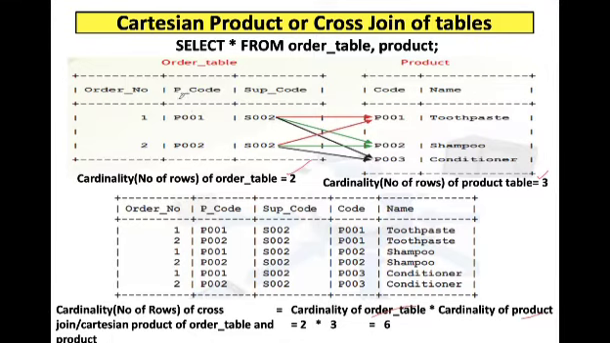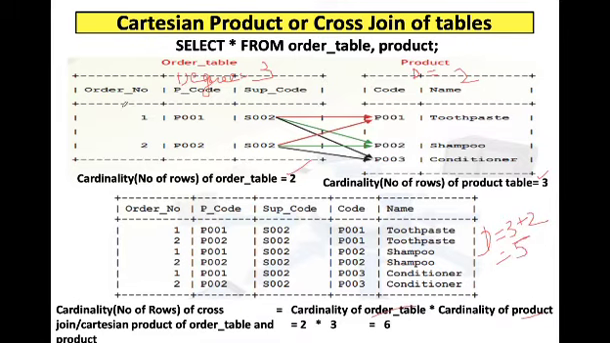And if you take into consideration degree, what do you mean by degree? Number of columns. So the degree of this table is 3, the degree of this table is 2. If you see the degree of the cross join, it will be 3 plus 2. So degree is added. We come to the conclusion from this that degree is added and cardinality is multiplied.